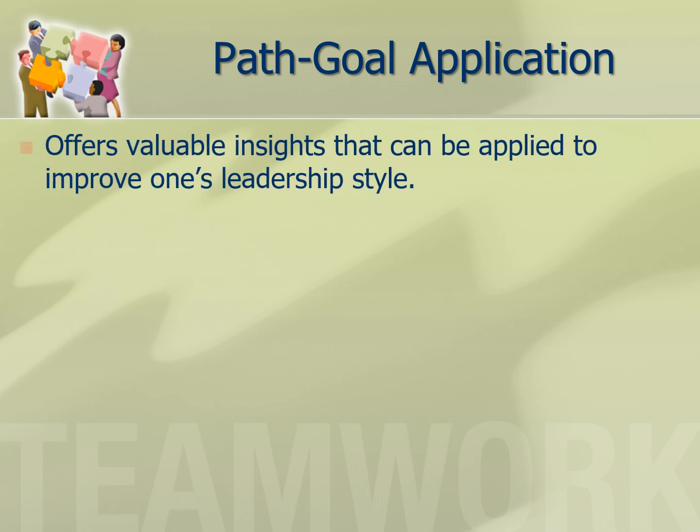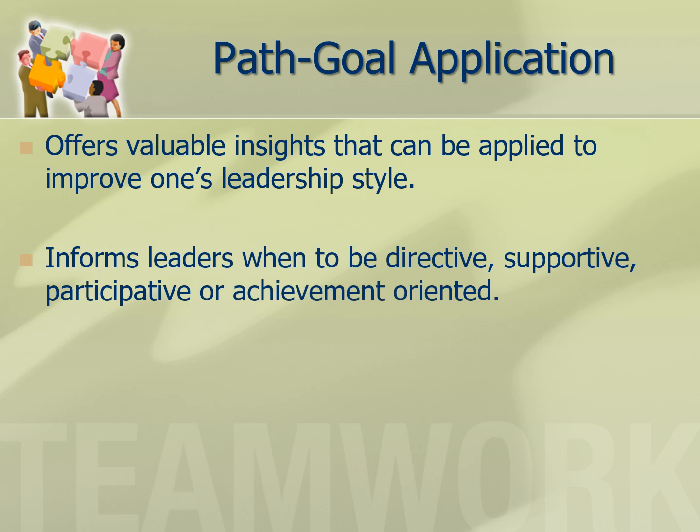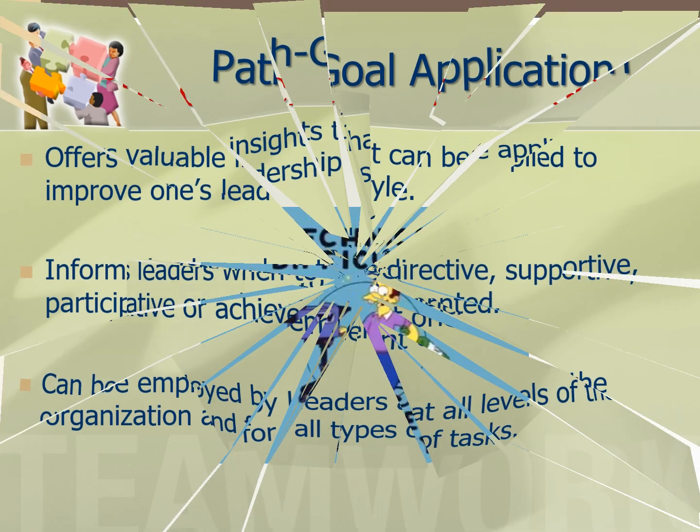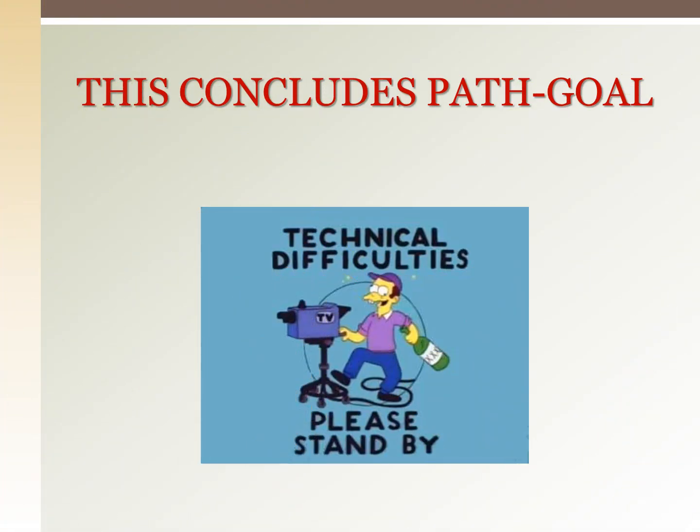Application: it offers valuable insights that can be applied to improve one's leadership style. It helps inform leaders when to be directive, when to be supportive, when to be participative, or when to be achievement-oriented. It can be employed by leaders at all levels of the organization, and it works for all tasks. That concludes the path-goal theory.